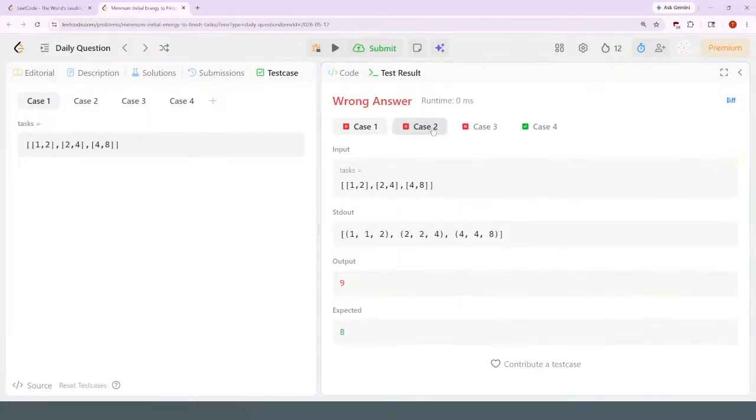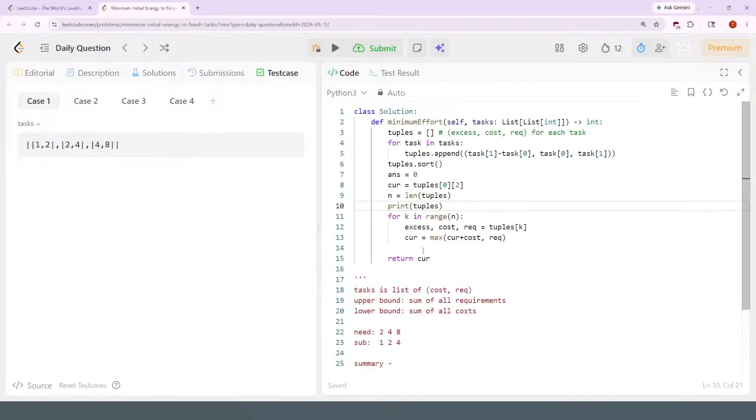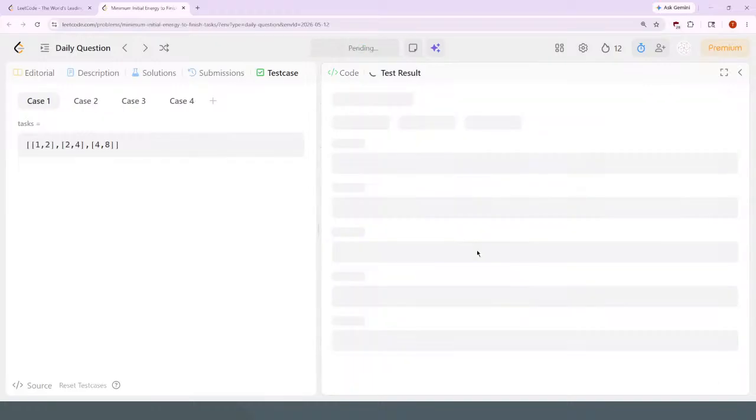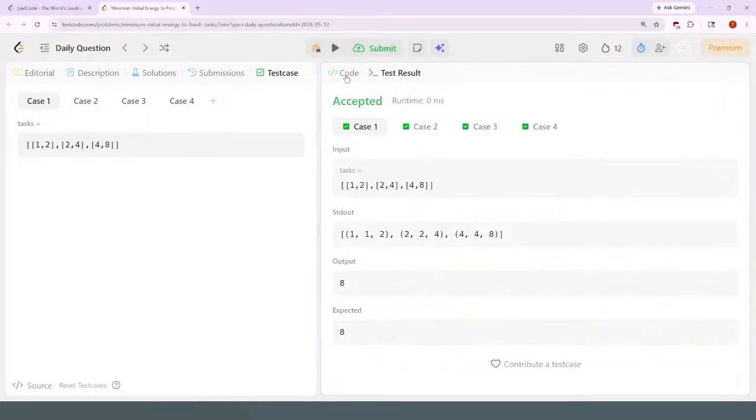Okay, so which one do I want to parse? Probably the first one. So in theory, 1, 2 is the starting point. So you start with 2 energy. 2 energy plus 2 is 4. 4 plus 4 is 8. Why is it adding an extra 1? Current plus cost. Oh my god, I'm such an idiot. I specifically said that I wanted to skip the first task. Okay.